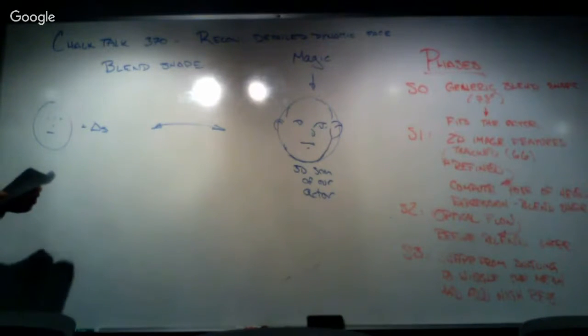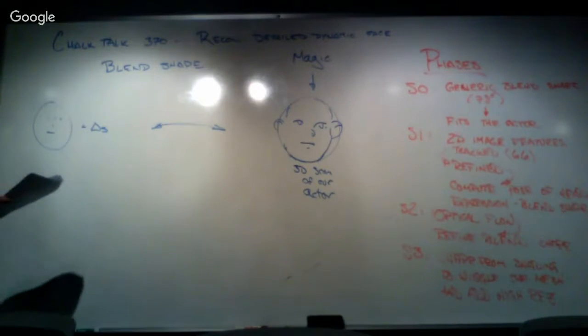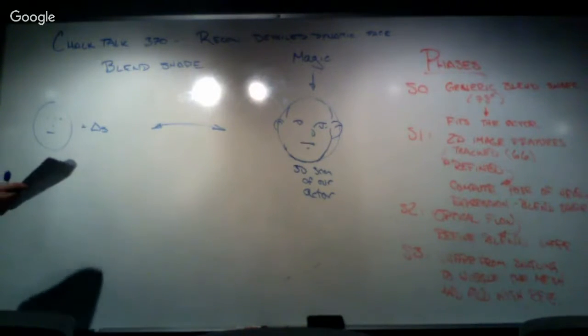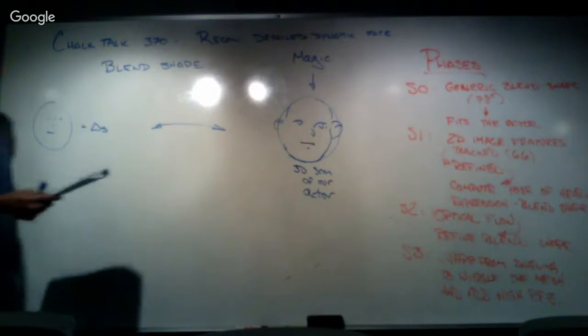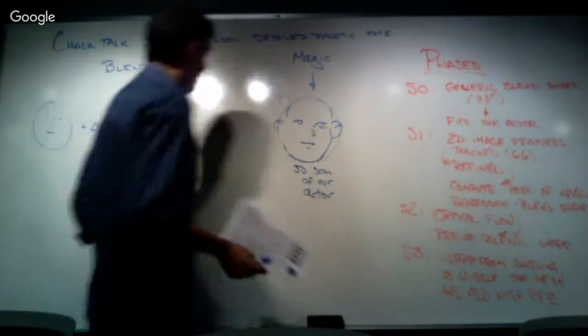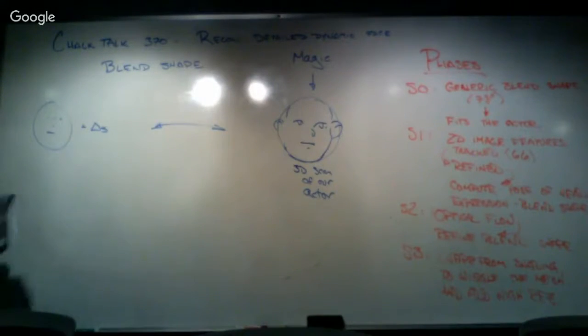Then this is followed by a global correspondence search and Laplacian regularized shape deformation. This is where some of the confusion starts to come in. First of all, Laplacian shape deformation. Let's talk about that.